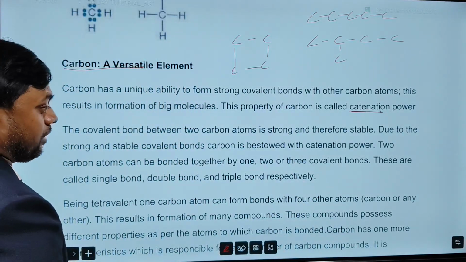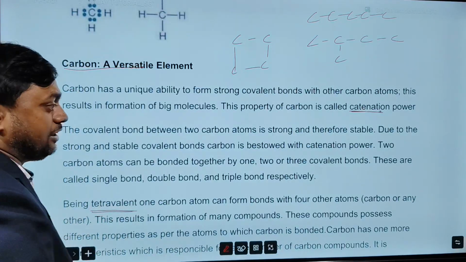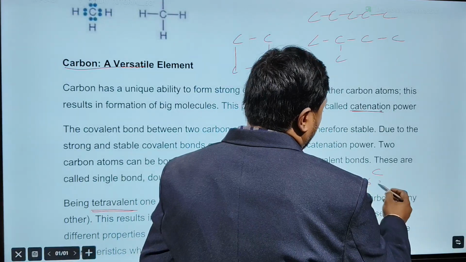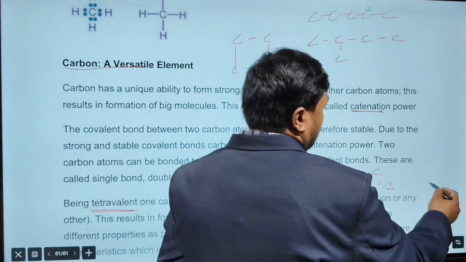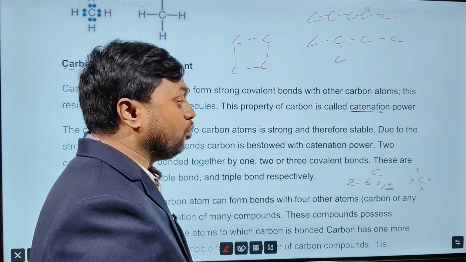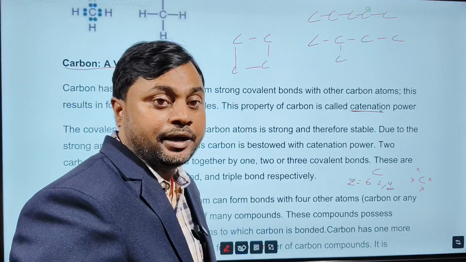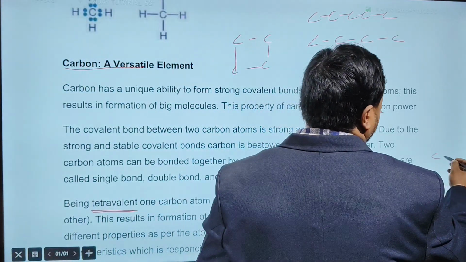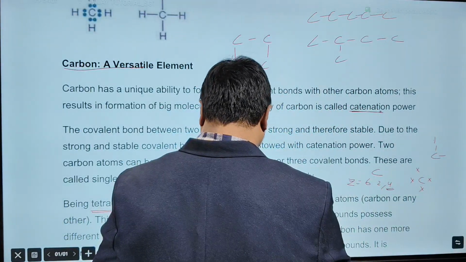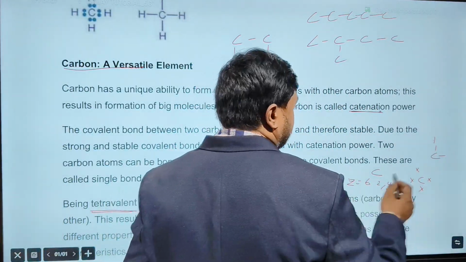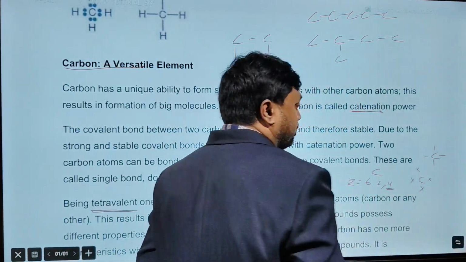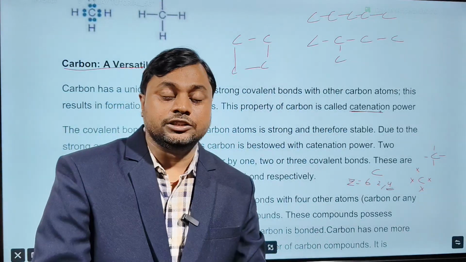The second property is tetravalency. Tetravalency means what? Carbon atomic number is 6, so 2, 4. It has 4 valence electrons. To become stable, it shares its 4 electrons with other atoms and makes 4 bonds. This tendency of an atom to make 4 bonds with other atoms is called tetravalency. Or in simple words, we can say the valency of carbon atom is 4. This property is called what?